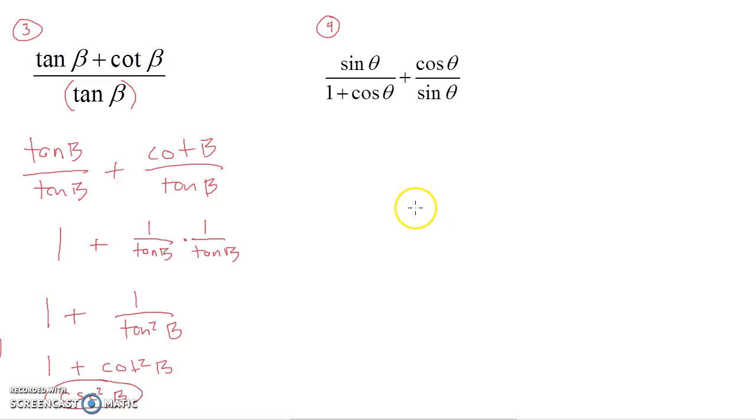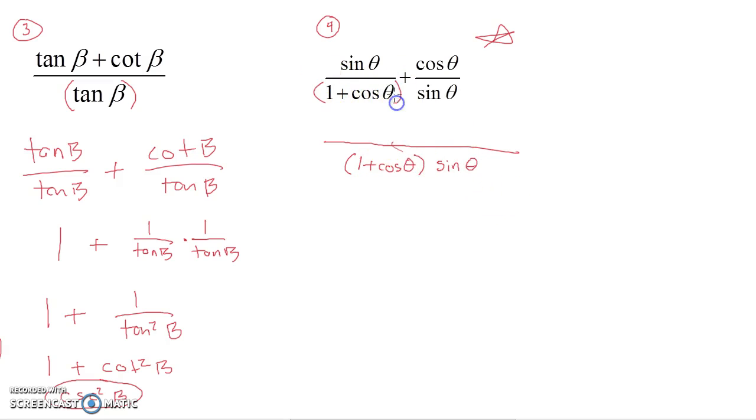Sine over 1 plus cosine, plus cosine over sine. This is one of my favorite problems because it uses a lot of really cool strategies. The first is I'm just going to get a common denominator. So my common denominator is going to be 1 plus cosine of theta times sine of theta. Okay, pretty easy strategy when you see a plus sign and some fractions. Let's go ahead and actually combine these together. Now on the bottom, I'm just going to leave that as that. Don't try to distribute that bottom, just leave it alone.